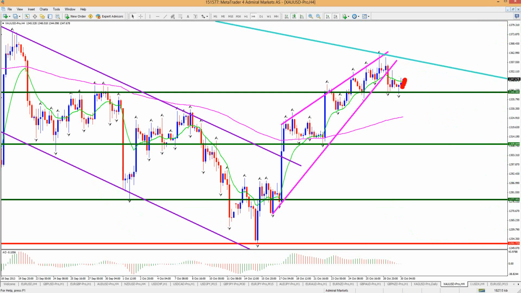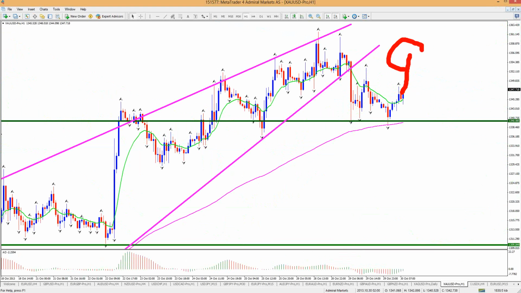Considering the fact that it's a bit dangerous, I would say one could wait maybe for some 1 hour, at least a 1 hour wick or something like that in here. We actually broke above this blue line on the 1 hour chart, or we're breaking above it as we speak.